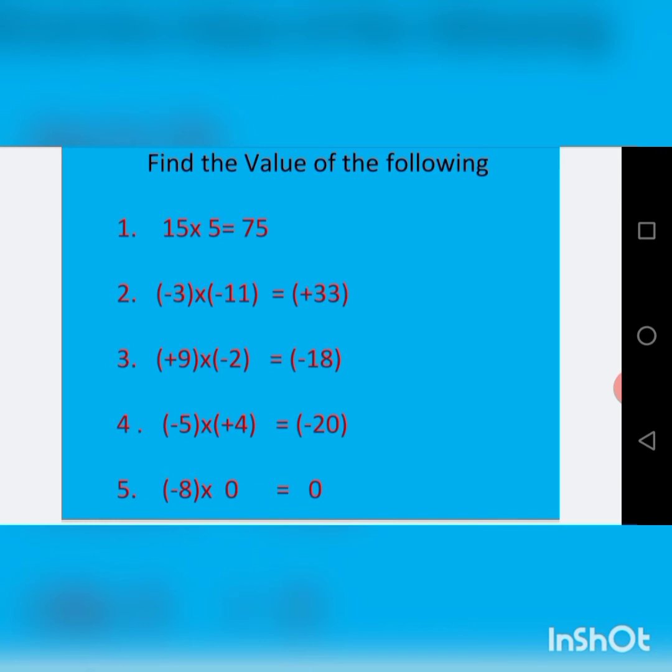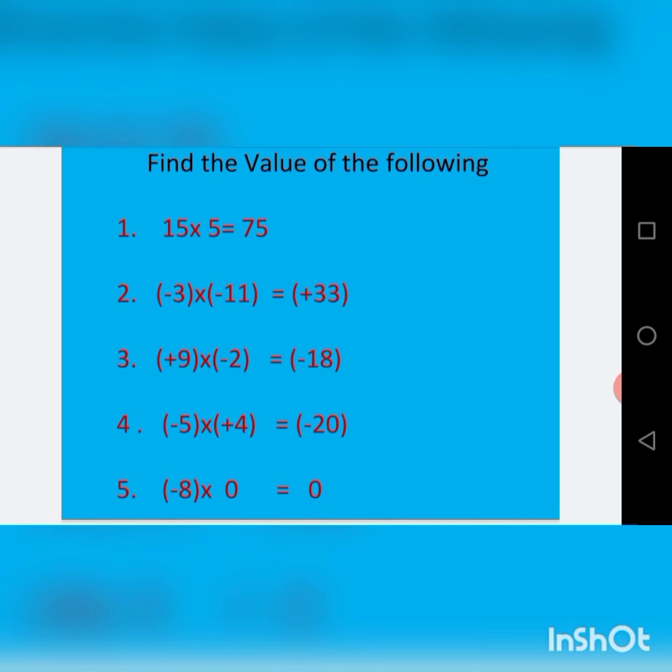Third question, plus 9 into minus 2. Two different signs. Plus into minus, we will get minus as the answer. 9 twos are 18. So plus into minus is minus. Minus 18 is the answer. Fourth one, there are also two different signs. Minus 5 into plus 4 is equal to minus 20.